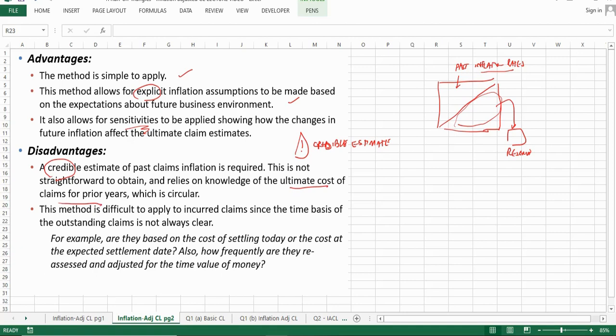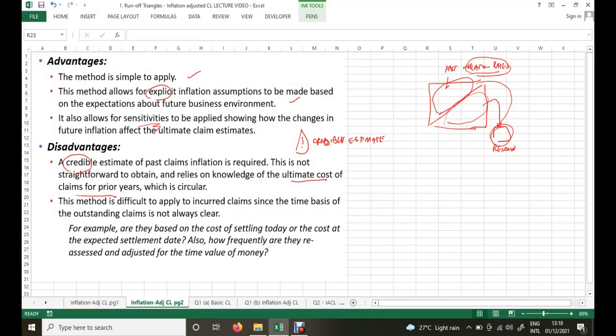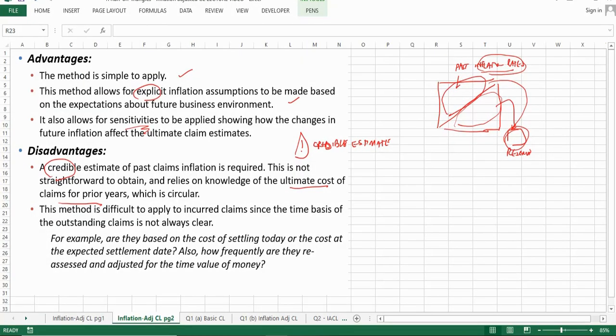The inflation rates which are to be estimated here have a kind of dependence on the value of the reserve, because we need these values to be able to deduce the inflation rate. And these inflation rates are used to adjust these values to be able to calculate the reserve. So there is a kind of circular phenomenon here. The reserve is calculated using inflation adjustments, and the inflation adjustment estimation depends on the reserve.